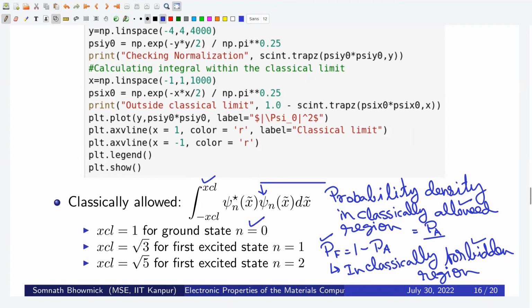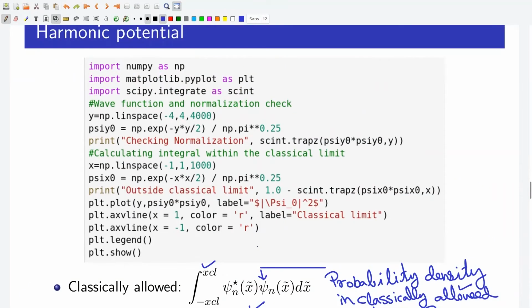This is equal to square root of 3 for the first excited state, and this is equal to square root of 5 for the second excited state. Let us try to understand the code.